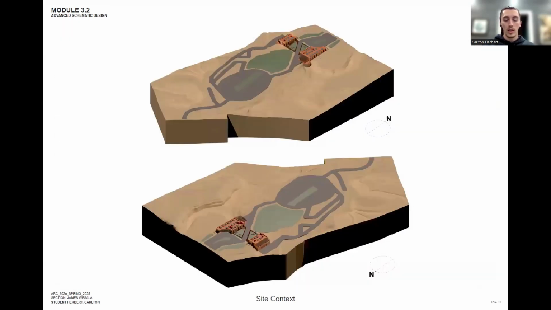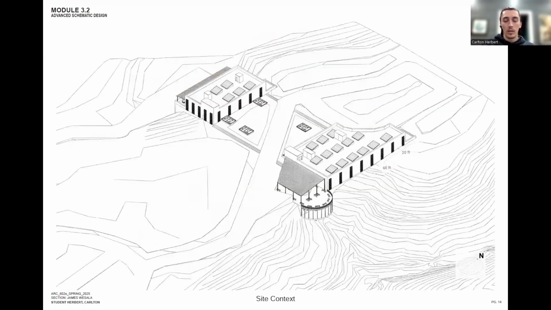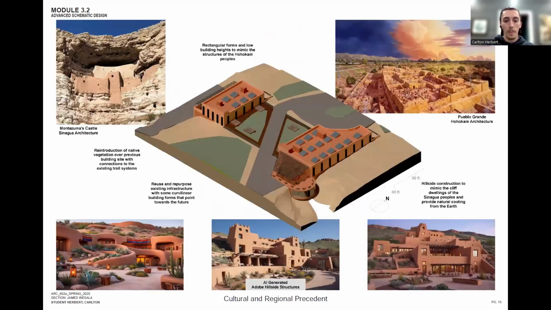Overall, this is the context of the site here and where the building's located. And then this is the final layout on the site of the building itself. Like I mentioned before, some of the precedent came from the historical and local geography, as well as the Native Americans that were on the site.